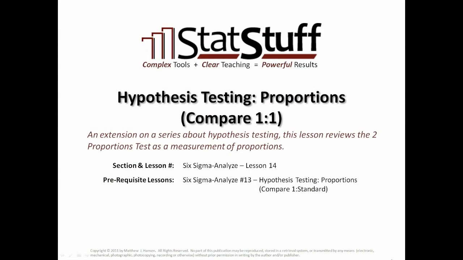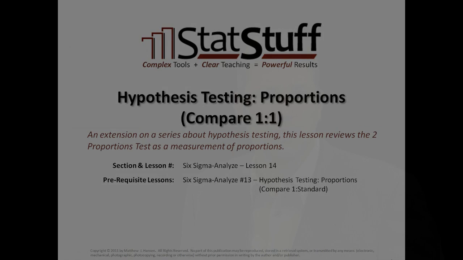This lesson is part of an extended series on hypothesis testing in the analyze phase. In this lesson, I'll review the two proportions test that's used when comparing a proportional type of metric to itself across different time periods, locations, or groups. I'll spend the first part of this lesson reviewing some of the critical concepts that can help you to understand how to use this test.